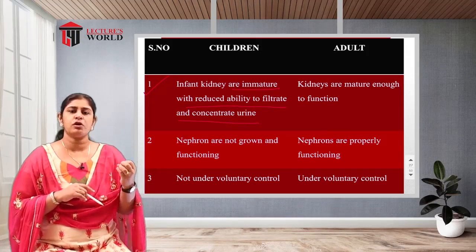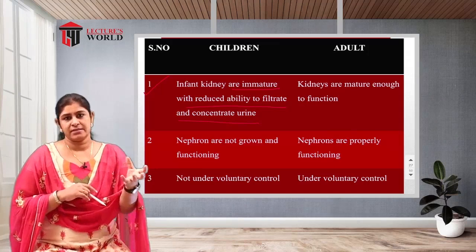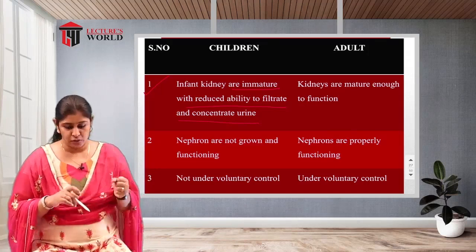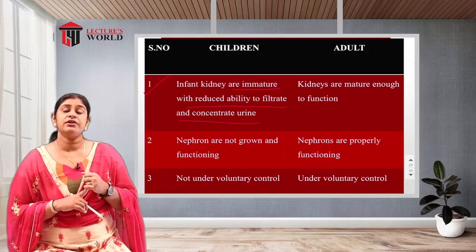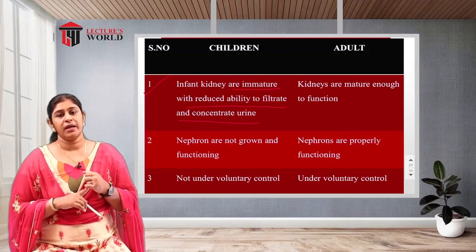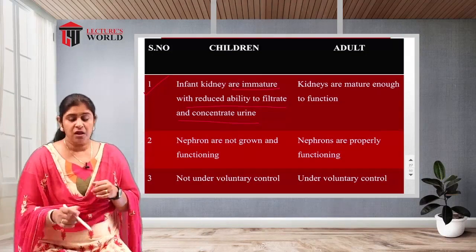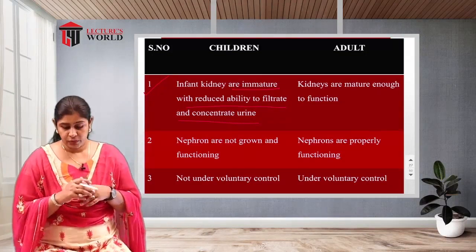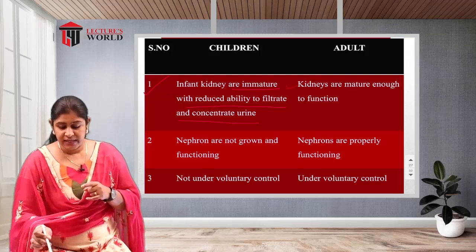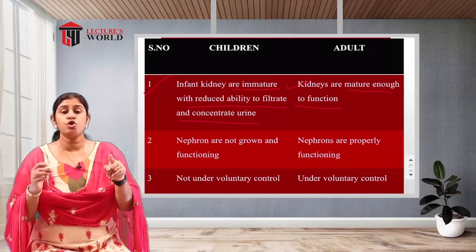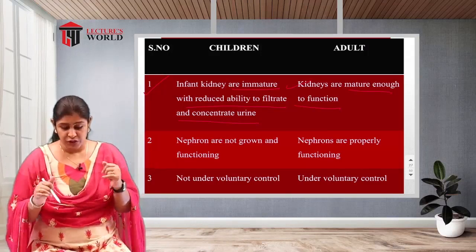Why are they not mature? Because they are small in size and still developing. The kidneys are bean-shaped and very immature, with a reduced ability to filtrate. The filtration process will be less, with concentrated urine. Whereas in adults the kidneys are mature enough, highly mature enough to function.